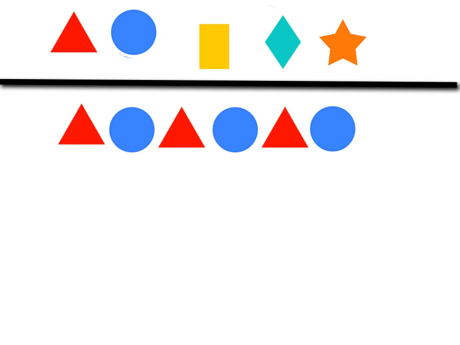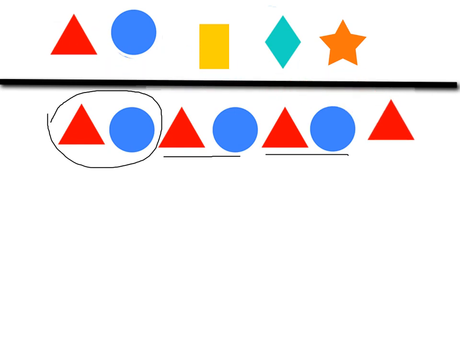Have you worked it out? Did you say that the triangle and circle is the part that repeats? It's true because look, triangle, circle, triangle, circle. What will be next? What shape do you think? Did you say triangle? Then you would be correct.